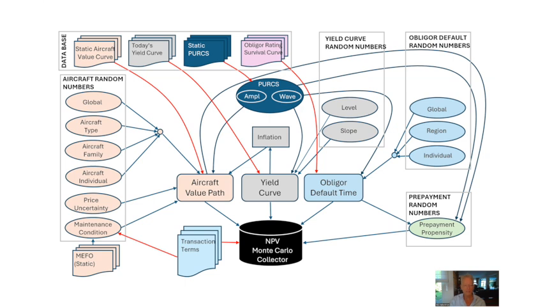Then, of course, you have other influences on the aircraft value path. You have the general price uncertainty, and you have the maintenance condition of the aircraft, which is quite bespoke for each aircraft.